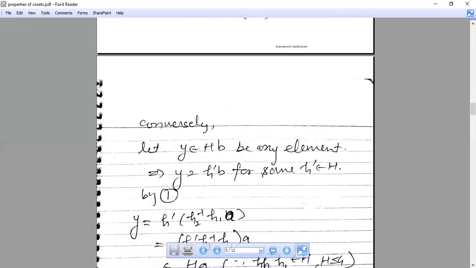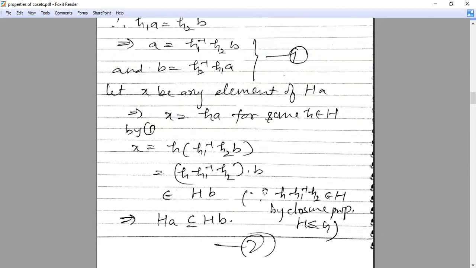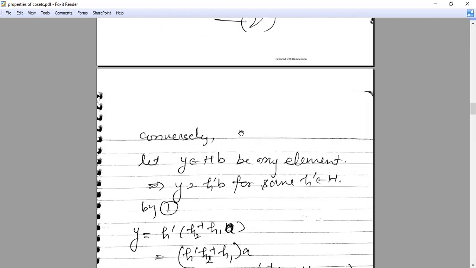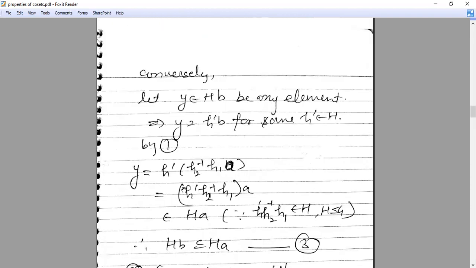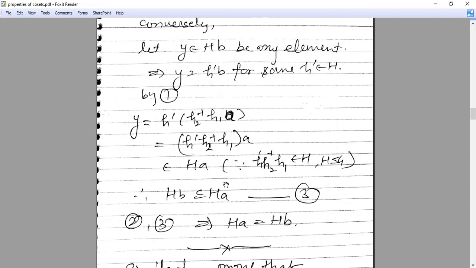Now, conversely, suppose that y is some element of Hb. So if y belongs to Hb, then y can be written as h dash into b for some h dash belonging to capital H. Now by 1, in 1 you have values of a and b. First we have used this value of a, now we are going to use b. So y is equal to h dash b. Then this can be written as h dash into h2 inverse h1 a. All these h's are coming from capital H, this subgroup. So by closure property, their product will also belong to capital H.